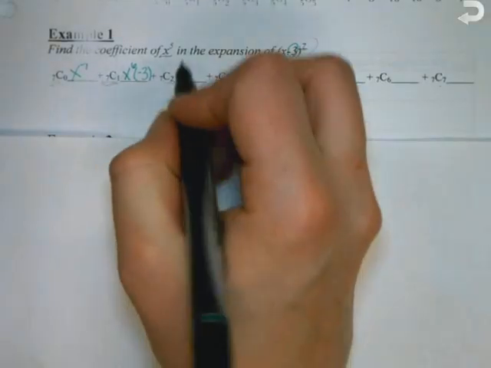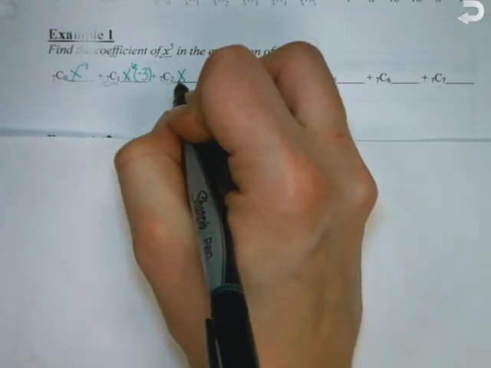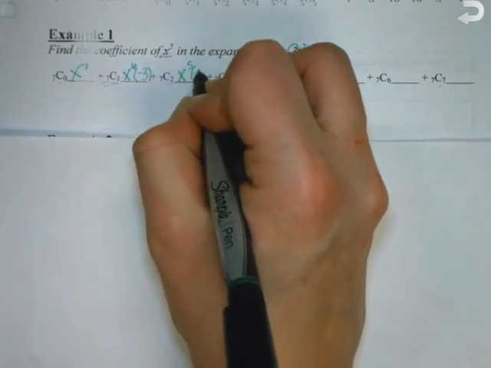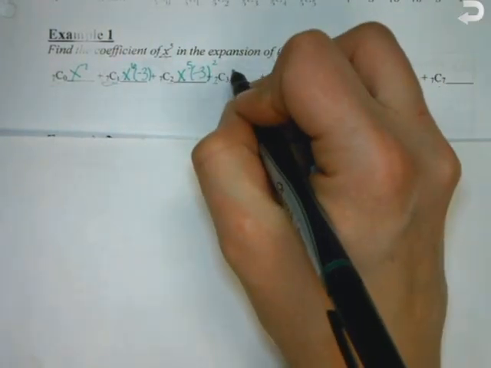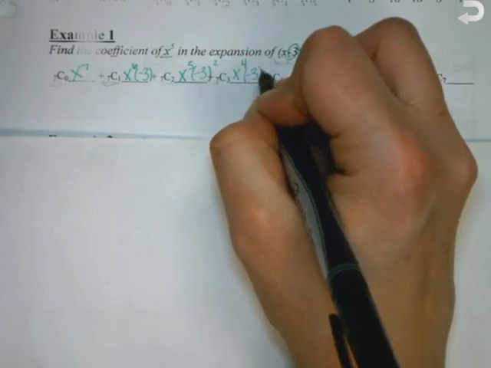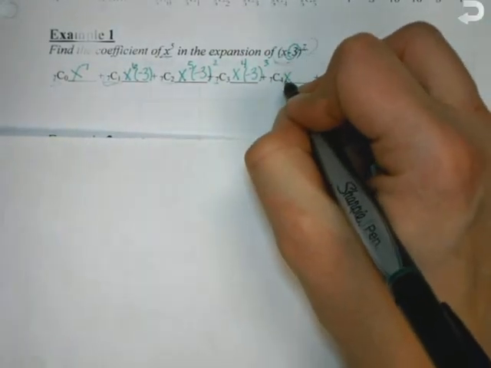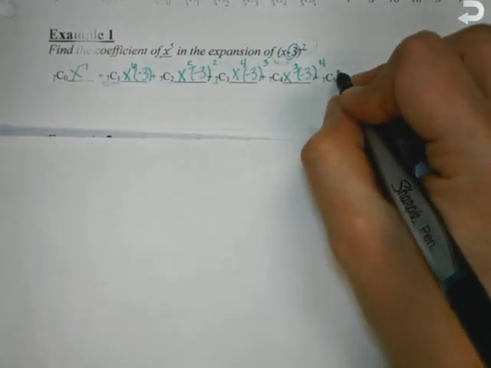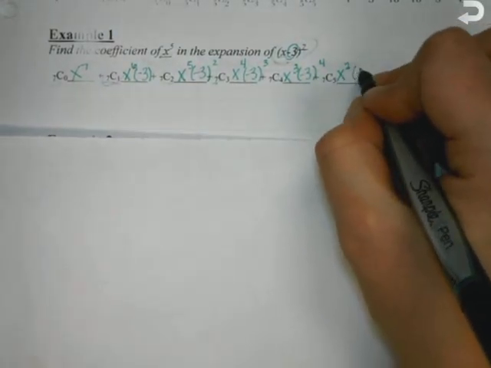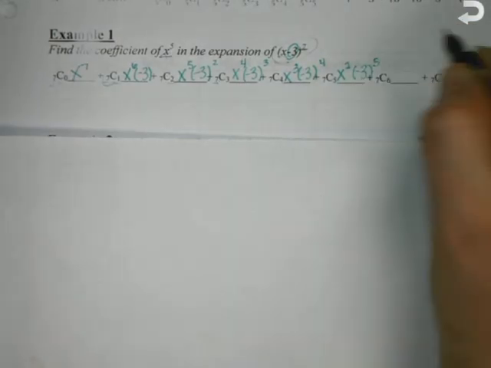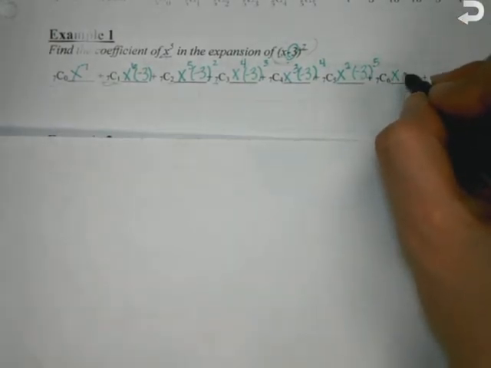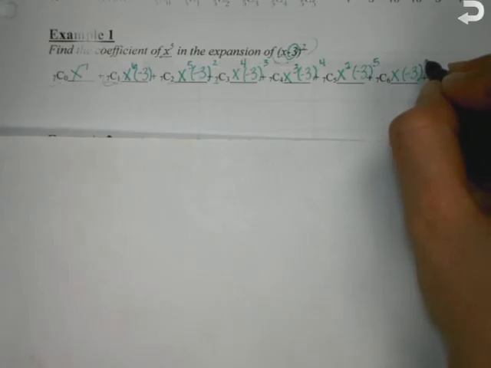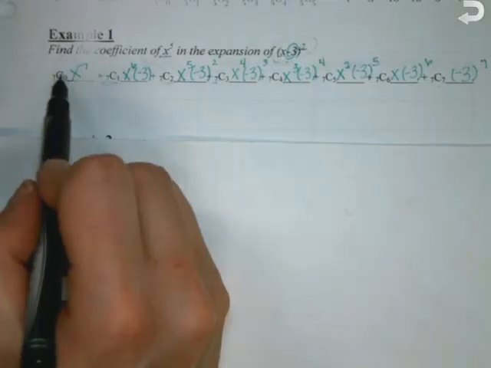So this is x to the 5th, negative 3 to the 2nd, x to the 4th, negative 3 to the 3rd, x to the 3rd, negative 3 to the 4th, x to the 2nd, negative 3 to the 5th, x to the 1st, negative 3 to the 6th, and then no x's and negative 3 to the 7th. So all we did was fill in the a's and b's because these are our coefficients here. Okay? That's all we did so far.